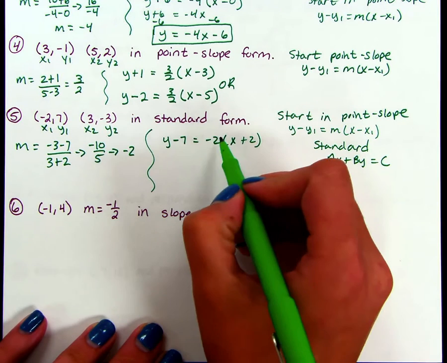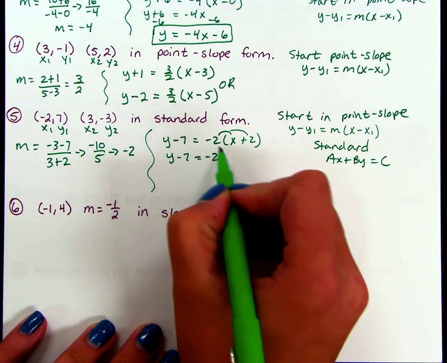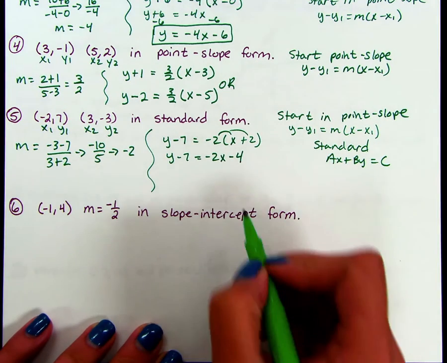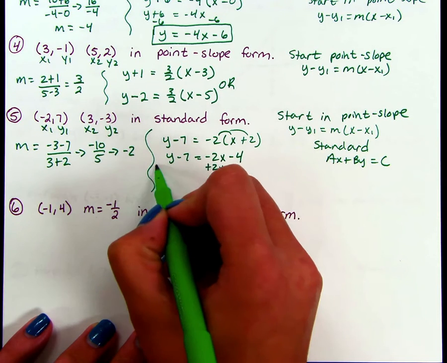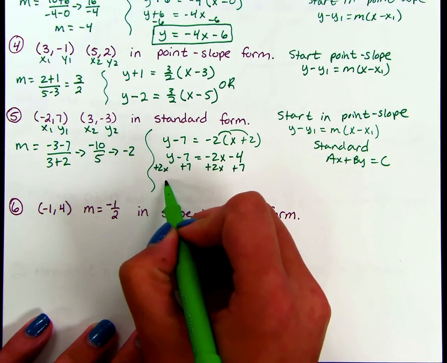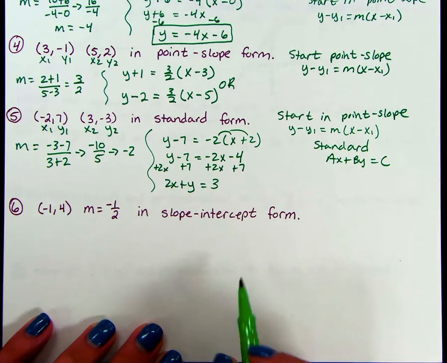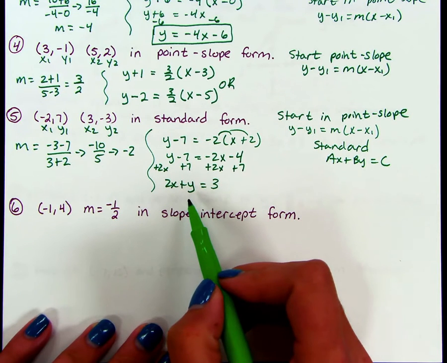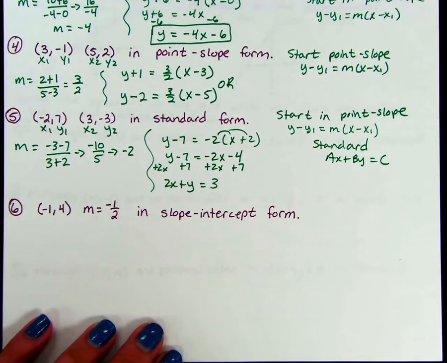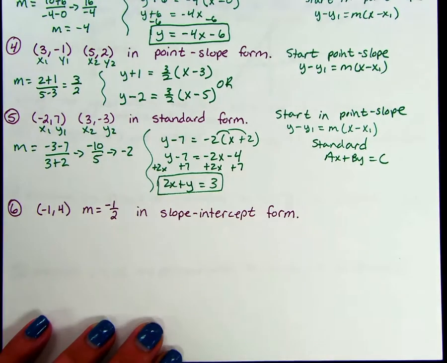So to start, we need to distribute. So y minus 7 equals negative 2x, negative 2 times 2 is negative 4. And we want x and y to be on the same side, so I'm going to add the 2x, and at the same time I'm going to add the 7. So now we have 2x plus y equals 3. So when I look at this, x and y are on the same side. We have all positive whole numbers, and x is positive. So this is how we know that we're done. So final answer in standard form.